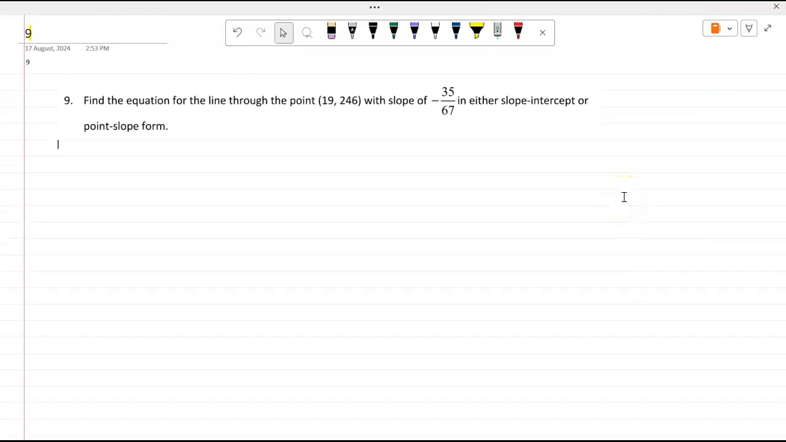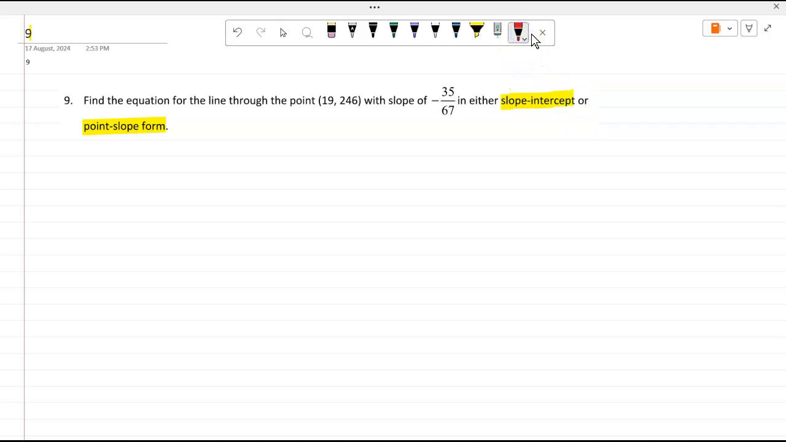Find the equation of a line passing through point 19, 246 with slope of minus 35 over 67, in either slope intercept form or point slope form. Should I use point slope? Yeah, point slope would be better in this. You know the slope, so point slope form: y minus y1 is equal to m in brackets x minus x1.